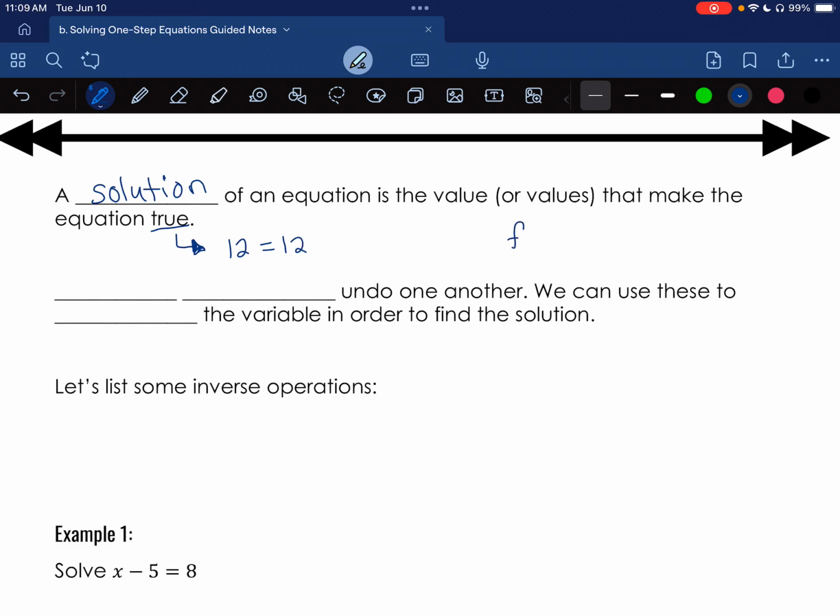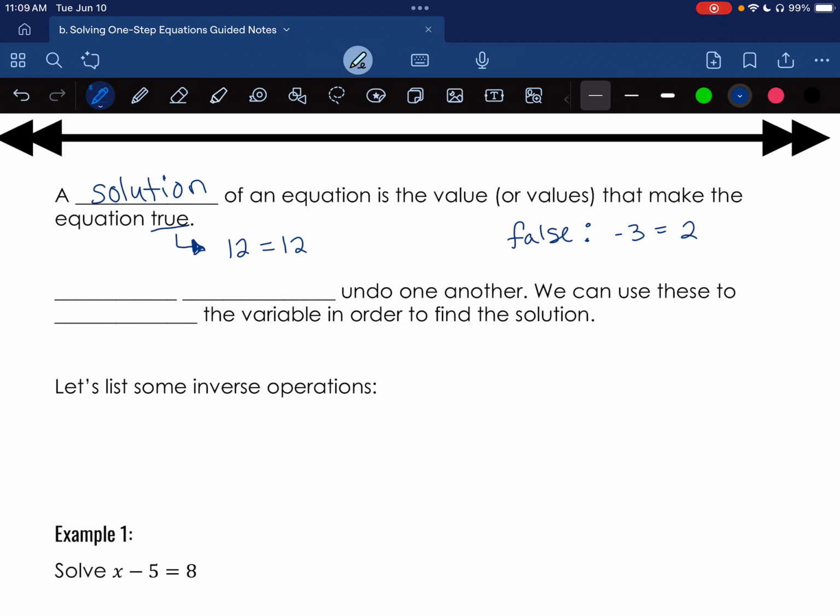A false statement, so if I plug something in and it doesn't work, that would be like if I had -3 equals 2. And that's not true, right? So that would mean that whatever I plugged in does not work. It is not a solution to my equation.